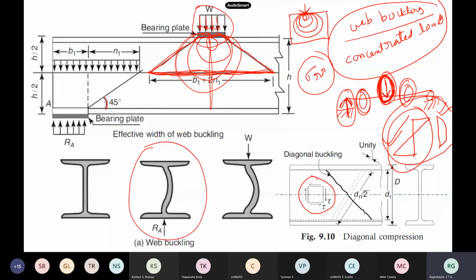So this is a 45 degree angle we take. That is basically when it is in pure shear. So what happens when you rotate by 45 degrees? See, in the pure shear case, the Mohr circle, what happens if you rotate by 45 degrees?